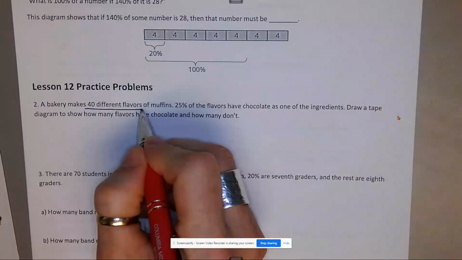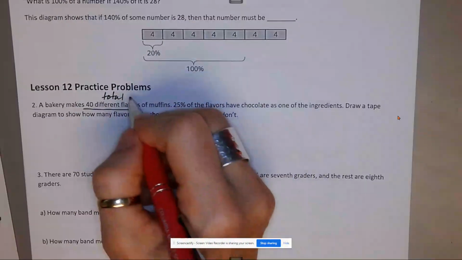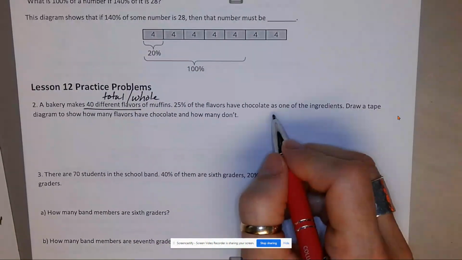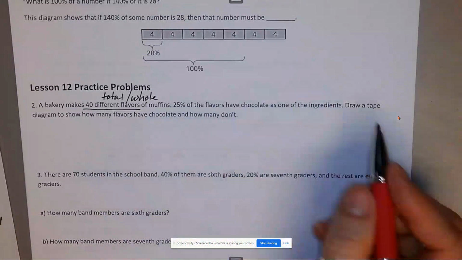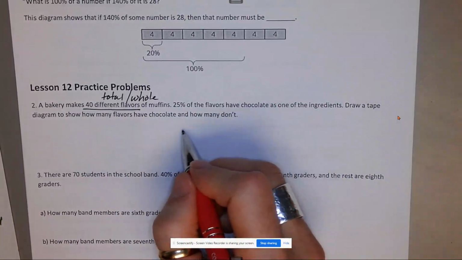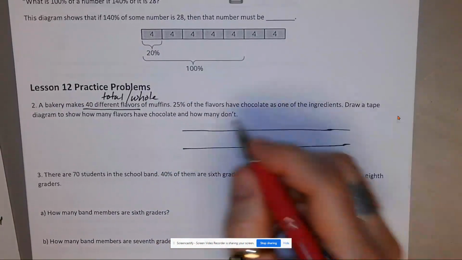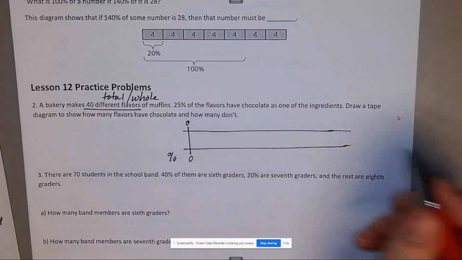A bakery has 40 different types of muffins. That would be our total, or our whole. 25% are chocolate. So how many are chocolate? And how many don't? The longer you make it, the more space you have. I always do percent on the bottom.